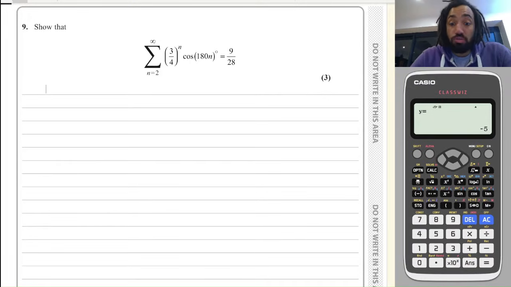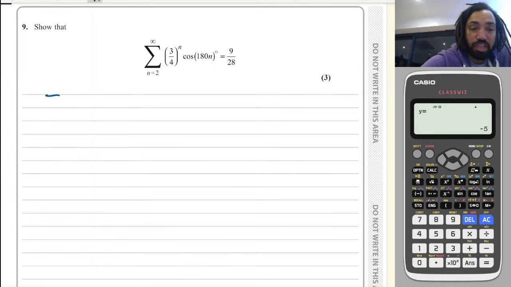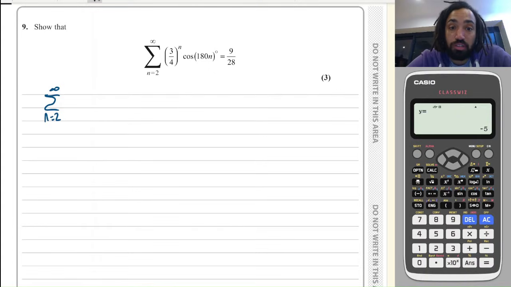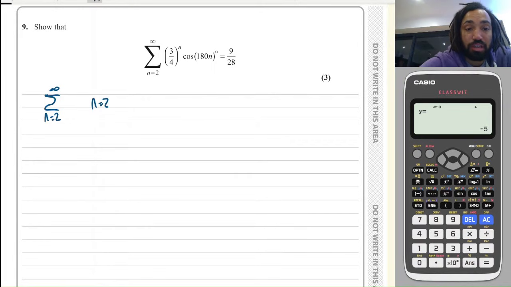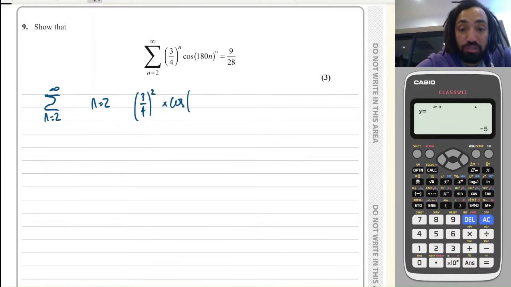Question 9 looks horrendous. EDEXCEL are definitely trying to mess with your brain, because the last question was awful and then they throw this at you. But it's not actually that bad, it's just the notation that makes it look awful. So this means that we're summing up to infinity the terms starting from n equals 2. So let's just sub in n equals 2 and see what happens, and see if we notice any patterns. So when I sub in n equals 2, I'm going to get 3 over 4 squared, times by cos of 180 times 2, which is 360.